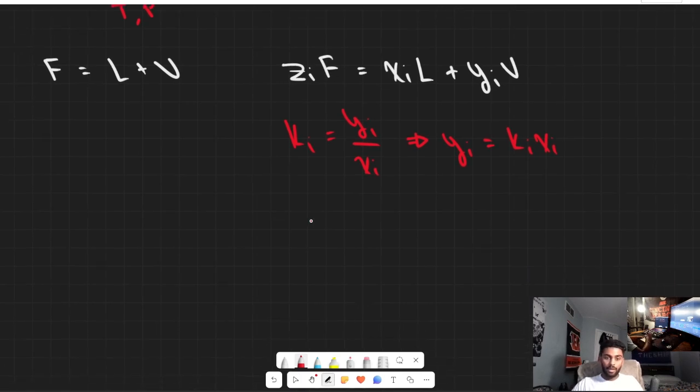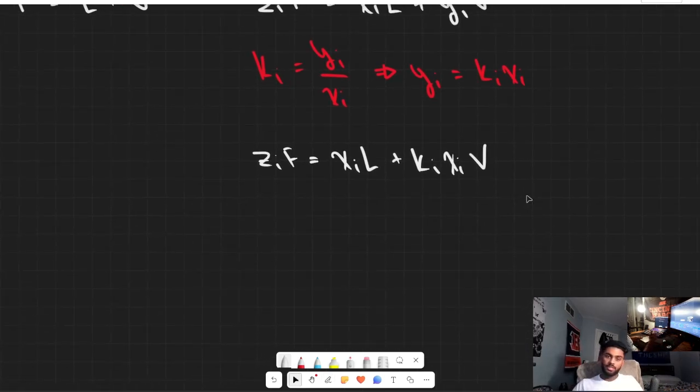So now we have something that looks a little like this. This side of the equation remains untouched. This term also remains untouched, and now we replace our definition for y. So now we have the vapor-liquid equilibrium relationship times our liquid phase mole fraction times V.